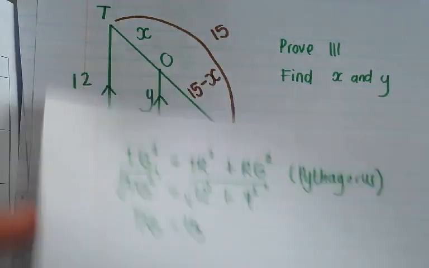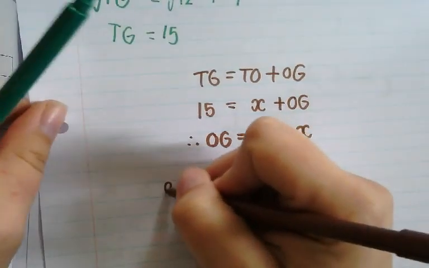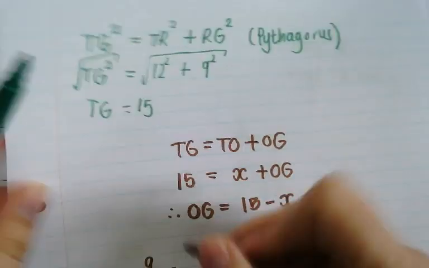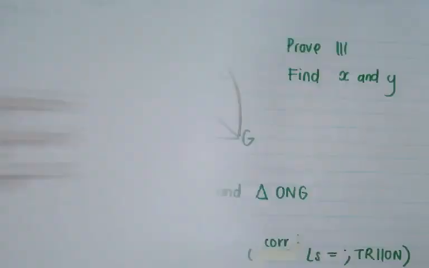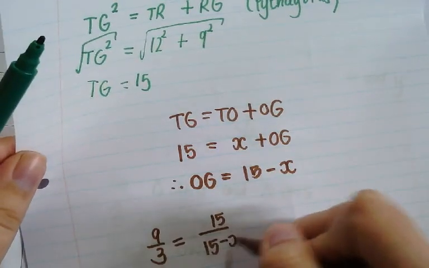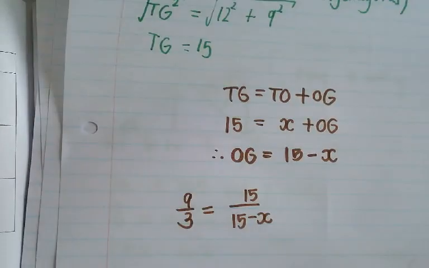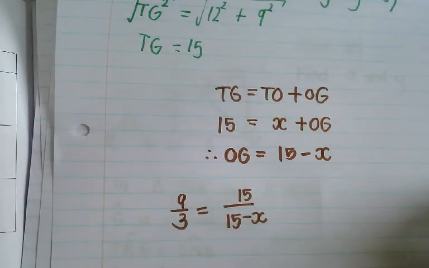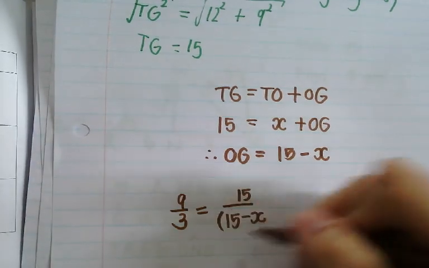So I'm going to go back and fill in the information that I have. My one fraction is 9 over 3. My other fraction we said was TG, which we now know is 15, over OG, which we now know is 15 minus x. And now I can cross multiply and solve for x. What do I need to do with this denominator that's got the two terms? I have to protect it.